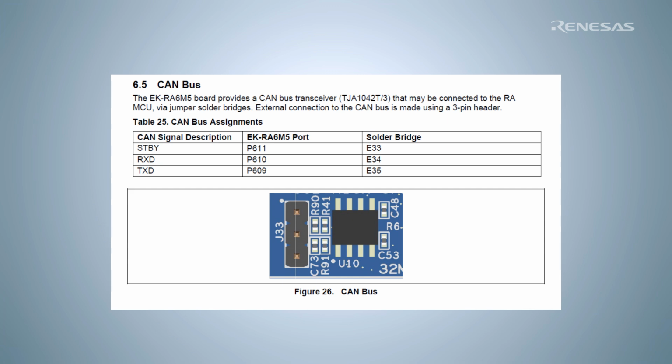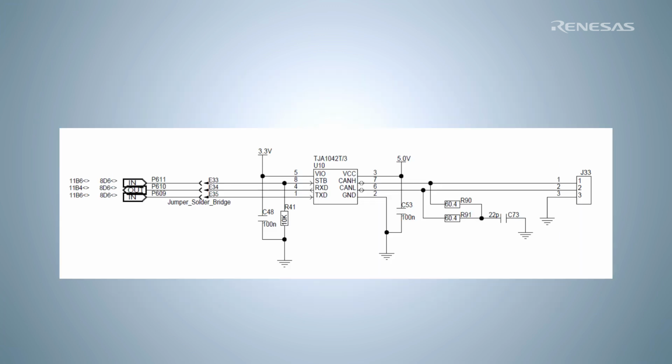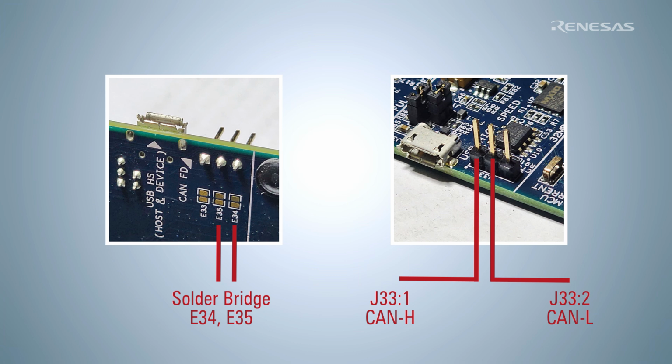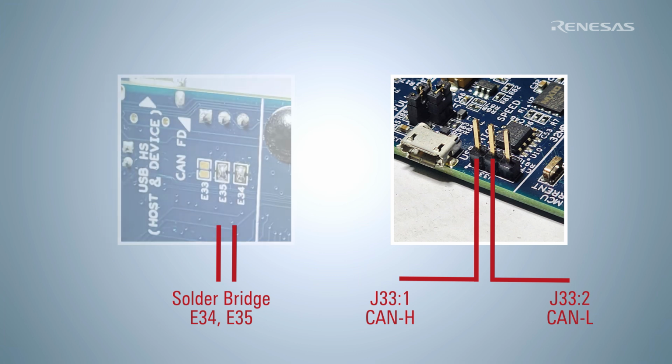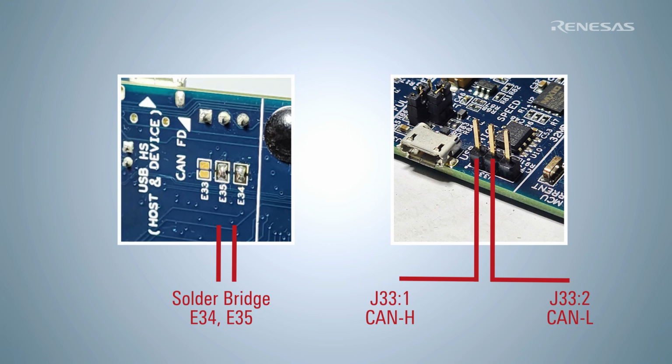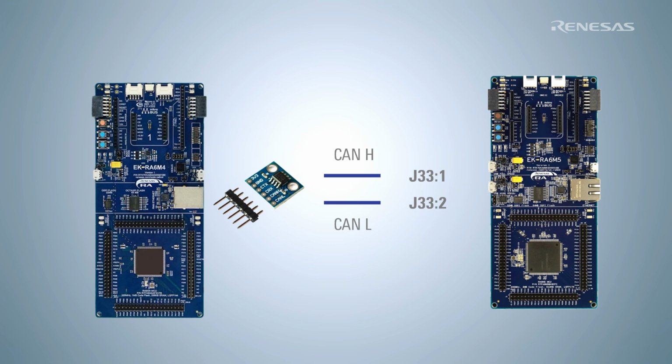The CTX and CRX lines are not connected to the transceiver by default. We need to short the solder bridges E34 and E35, located on the bottom of the board, to connect the MCU to the integrated transceiver. Once this is done, the CAN H and CAN L lines are available on the J33 header pins.